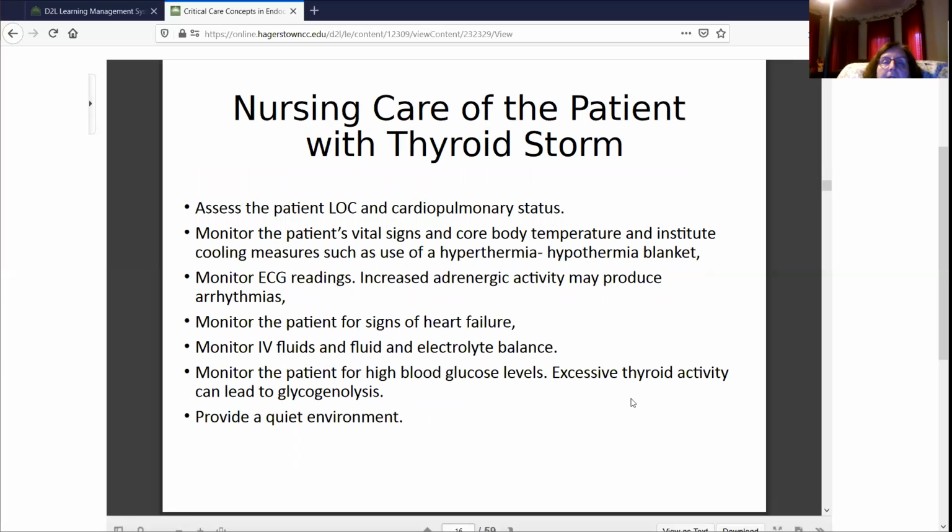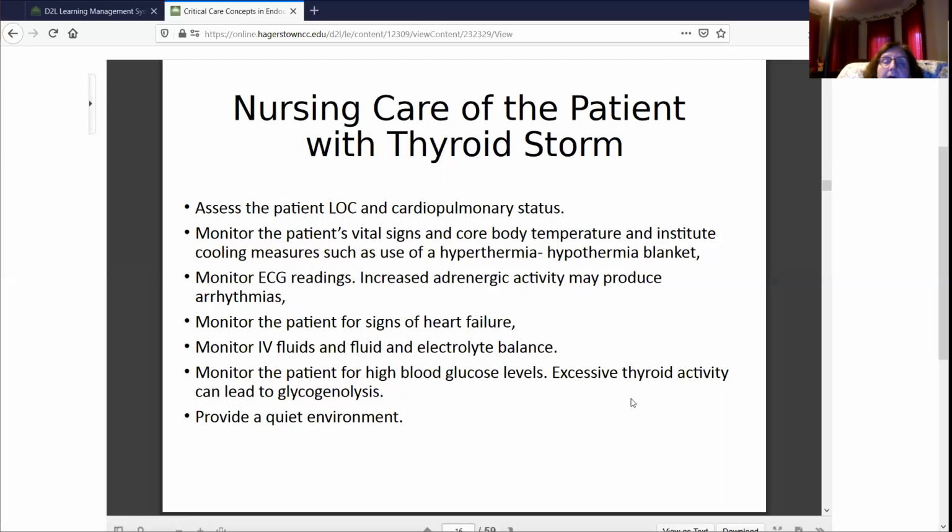Okay. Nursing care of the patient with thyroid storm, assess the patient's location, level of consciousness, and cardiopulmonary status. Okay. Monitor their vital signs and core body temperature, and institute cooling measures such as use of a hypothermia blanket. Right, that's important. Monitor ECG readings. Increased adrenergic activity may produce arrhythmias. Monitor the patient for signs of heart failure.